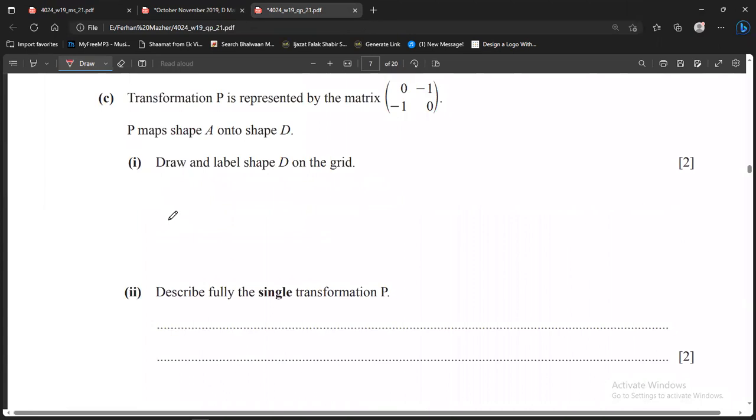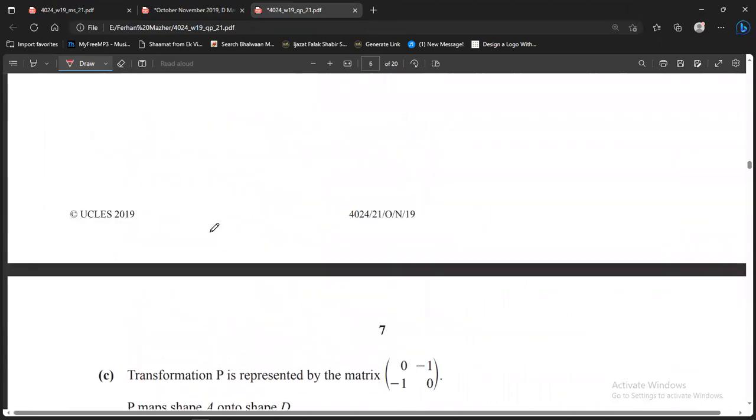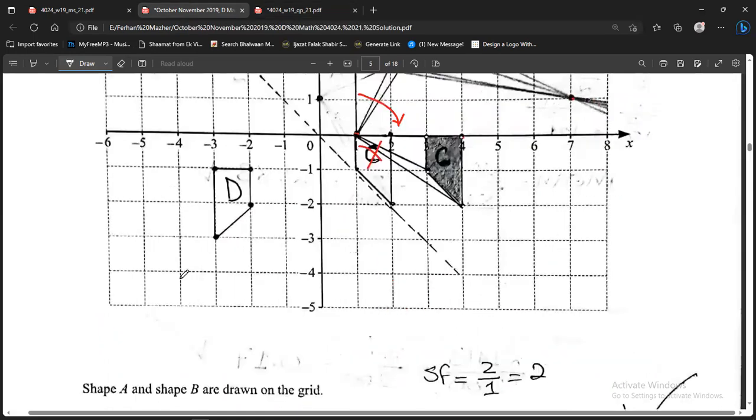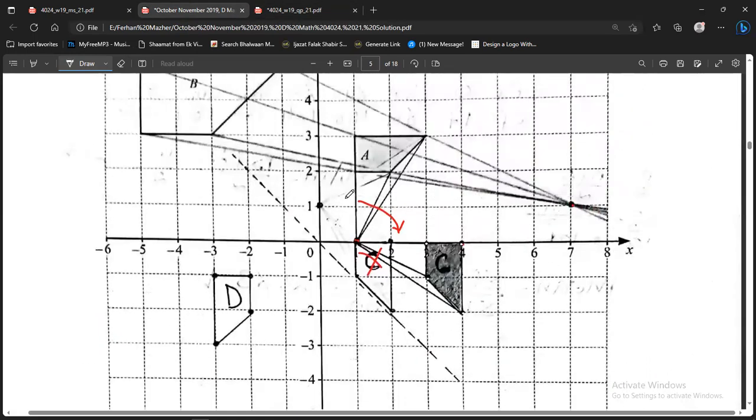It says describe fully the single transformation. So if you look at them very carefully, the shape A and the shape B, look at them very carefully. The shape has flipped. So that means it's a reflection.